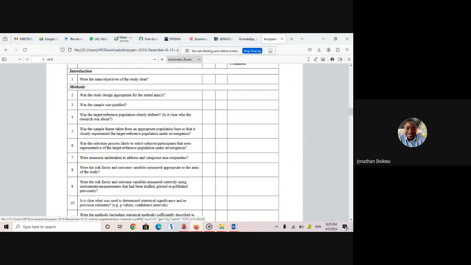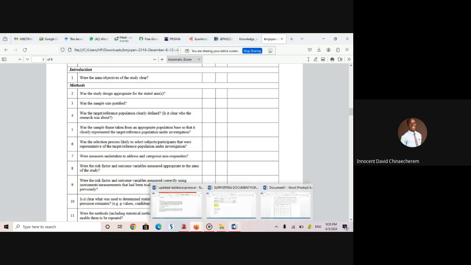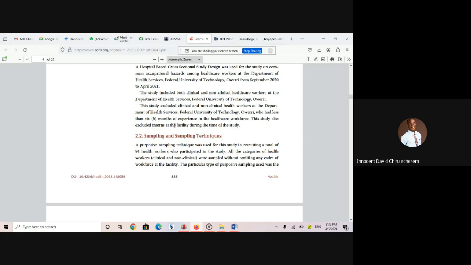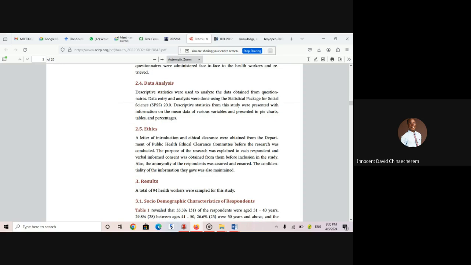Now we move on to the next part, where we ask whether the risk factor and outcome variables were measured appropriately with respect to the aims of the study. When we talk about the risk factor and outcome variables, in our methods we usually state the potential outcomes to be anticipated, and mostly we usually measure them from our outcome tool, the particular research tool that we want to use for our investigation.